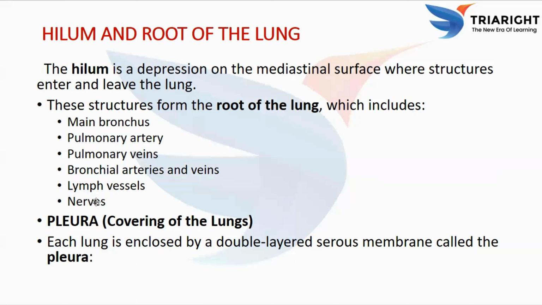So nerves, what do nerves do? They control the muscles of the airways. You can remember it as a group of tubes and vessels entering and leaving the lungs: airways, blood vessels, lymph and nerves.